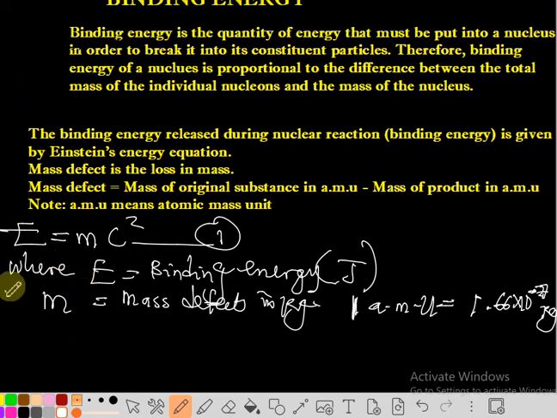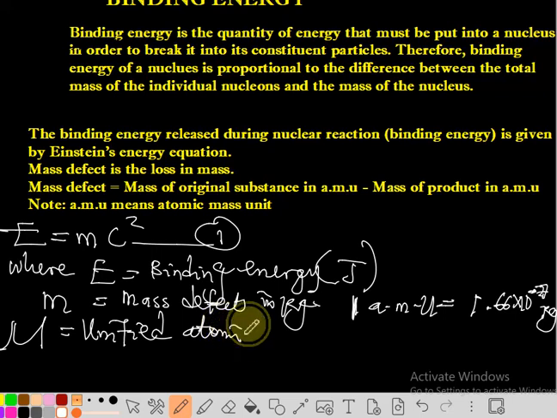Alright, so the unit of energy in a nuclear reaction can be expressed in unified atomic mass unit, which is this. We call this the unified atomic mass unit, and then it could also be expressed in joules or even electron volts, and we have the following conversions.